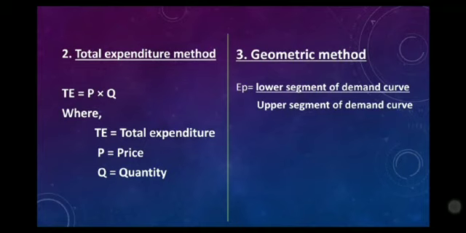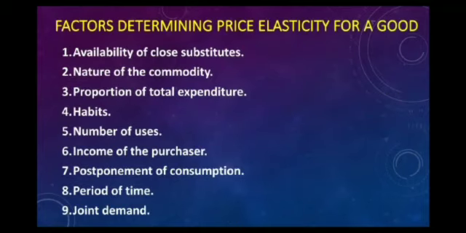Next, factors determining price elasticity for a good. Price elasticity depends on the following factors: availability of close substitute, nature of the commodity, proportion of total expenditure, habits, number of uses, income of the purchaser, postponement of consumption, period of time, and joint demand. So number 1 is availability of close substitute. For example, demand for cold drinks, example Coke, Pepsi, etc. is highly elastic because of availability of close substitute. On the other hand, demand for electricity, salt is inelastic because they have no close substitutes in the market.